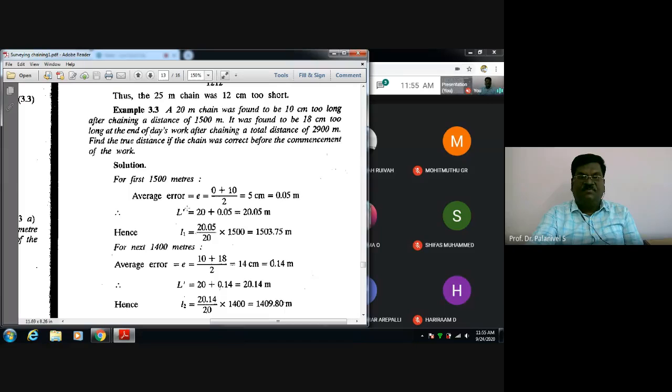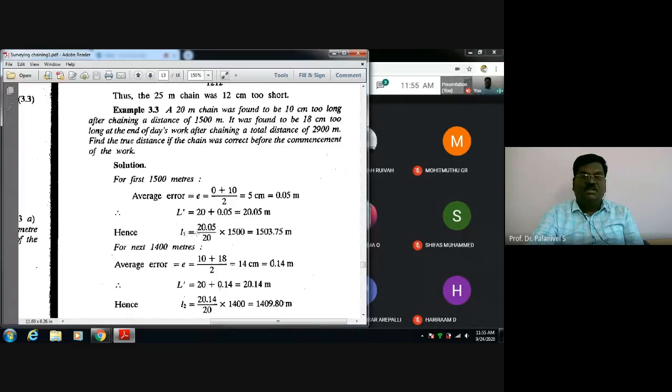5 centimeter. Therefore, L dash is equal to the actual length of the chain after measuring 1500 meter, which is equal to 20 plus 0.05, that is equal to 20.05 meter. Hence the true length of the survey line. L1 means true length. L1 dash means the measured length.